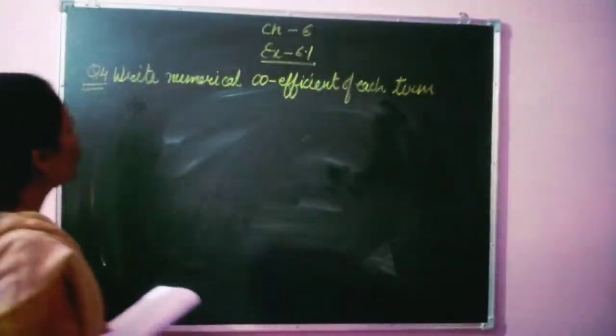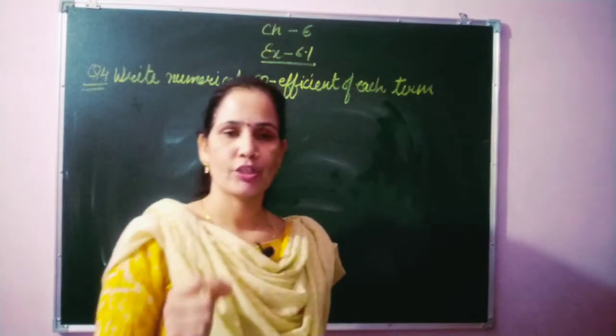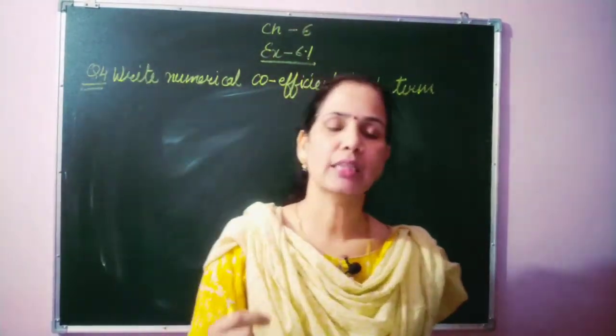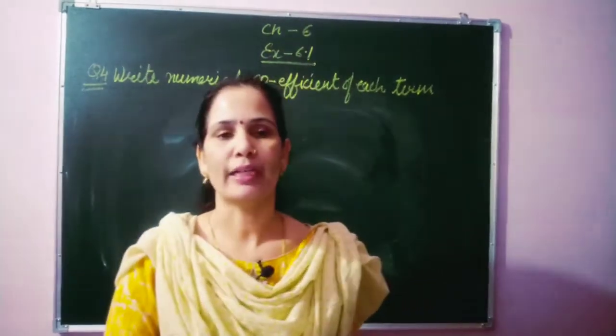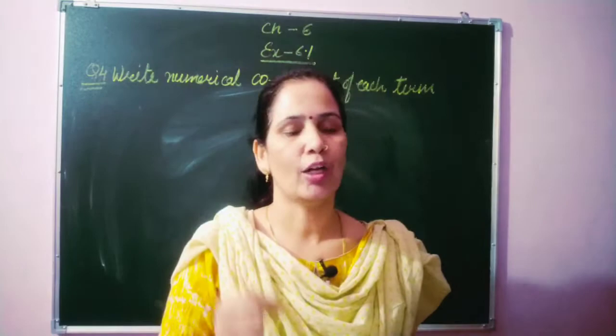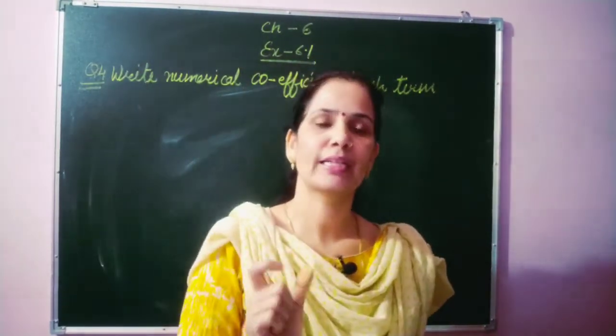In question number 4 we have to write the numerical coefficient of each term. Numerical coefficient means the number which is multiplied with the term, and we have to write that number. And students, when we write the numerical coefficient, we have to write that number along with the sign. For example, if it is negative, then we have to write it with the negative sign. So let's take its first question.